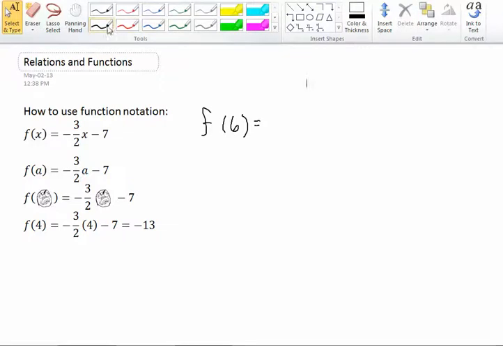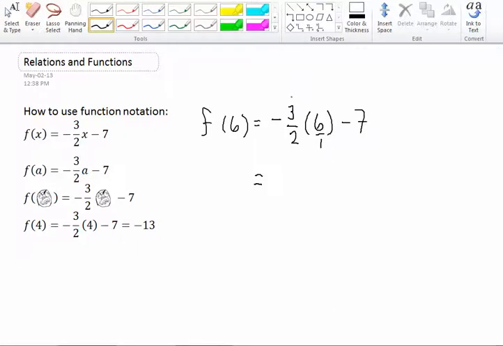Okay, so let's write this out. What we're going to have is negative 3 over 2 multiplied by 6 subtract 7. And this is something we can punch into our calculator exactly as we see it. So I'm going to do it longhand form, so without a calculator. When we're multiplying fractions and whole numbers, we want to make our whole number into a fraction. So I'm going to think of this as 6 over 1.